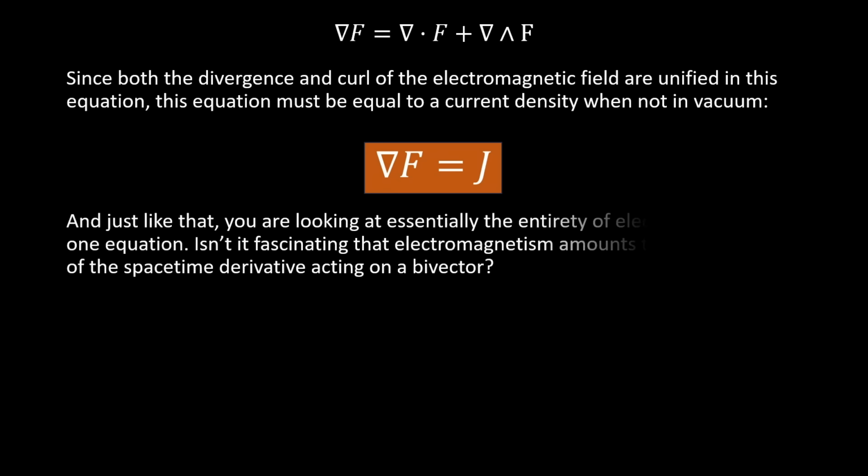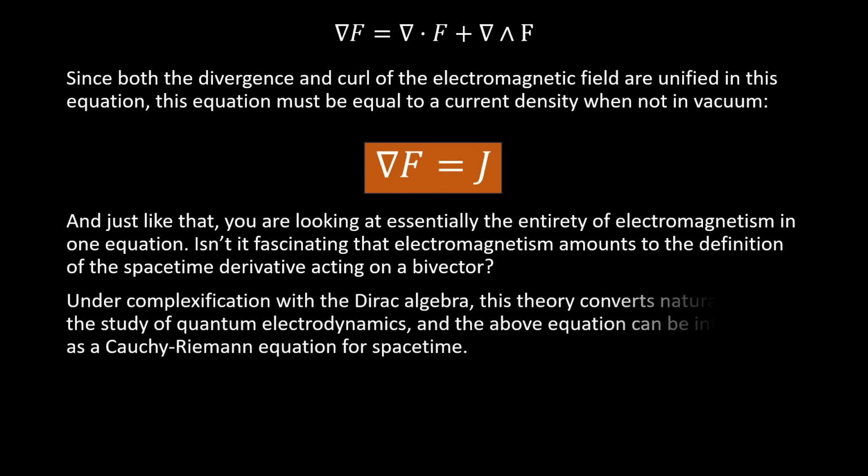And just like that, you're looking at the entirety of electromagnetism in one equation. Isn't it just fascinating that the entirety of electromagnetism amounts to the definition of a spacetime derivative acting on a bivector? Under complexification with the Dirac algebra, this theory then converts naturally into the study of quantum electrodynamics, and the above equation can then even be interpreted as a Cauchy-Riemann equation for spacetime and complex analysis.